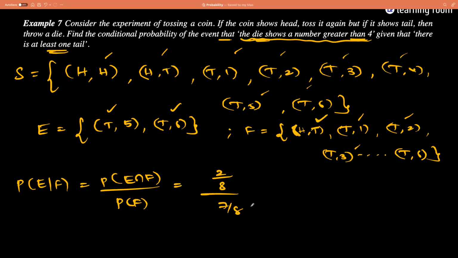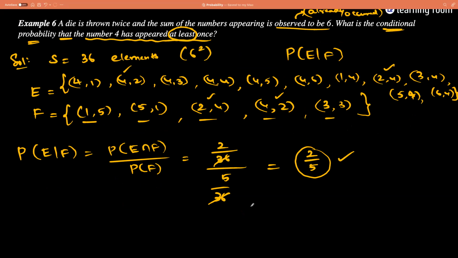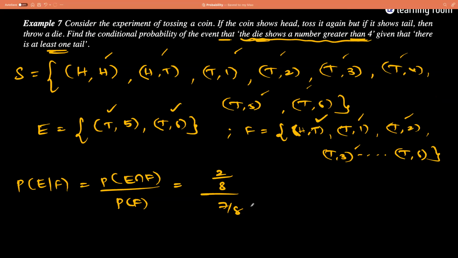One minute. Probability of E intersection F is going to be how much? Did I miss something? So 2 out of 36 divided by... Okay. So probability of E intersection F should be 2 by 8 divided by 7 by 8. Answer should be 2 by 7. No, here the answer is given as 2 by 9. Okay, let me check what is the mistake I made.